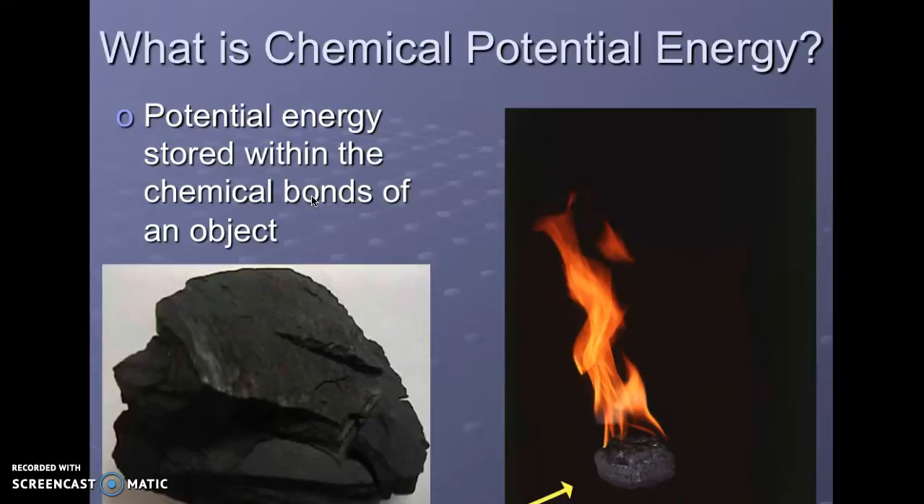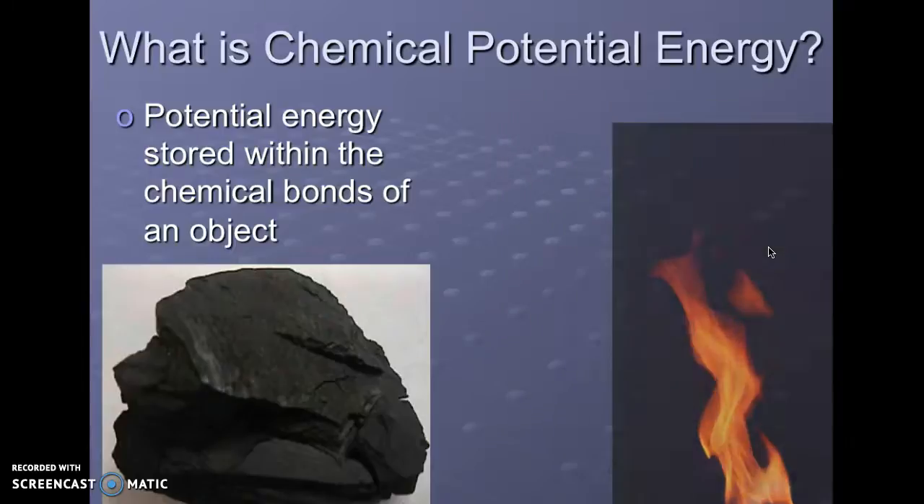If you take a look at this example, this is a piece of coal. A piece of coal has lots of chemical bonds stored in it, and if we burn it, we're going to produce some energy. So we use coal to produce energy, especially in power plants. They burn coal to run trains. So those chemical bonds that are stored here are going to produce energy for that train to move. So it's the energy stored within the bonds of an object.